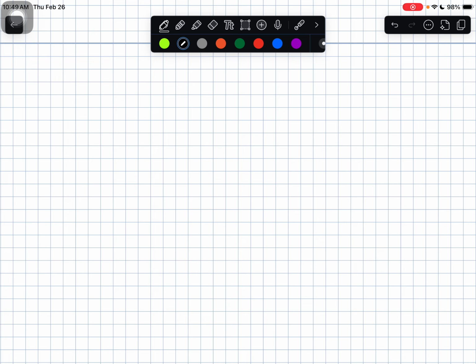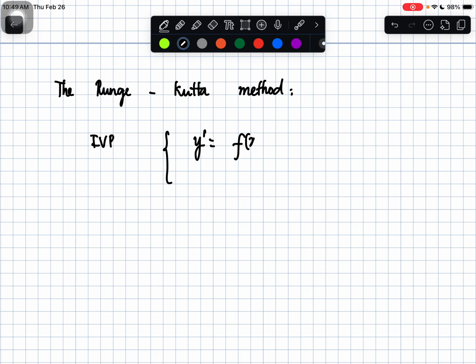Runge Kutta methods. We are still trying to approximate the solution for the initial value problem y prime equal to a function f(x, y), y at x0 equal to y0.